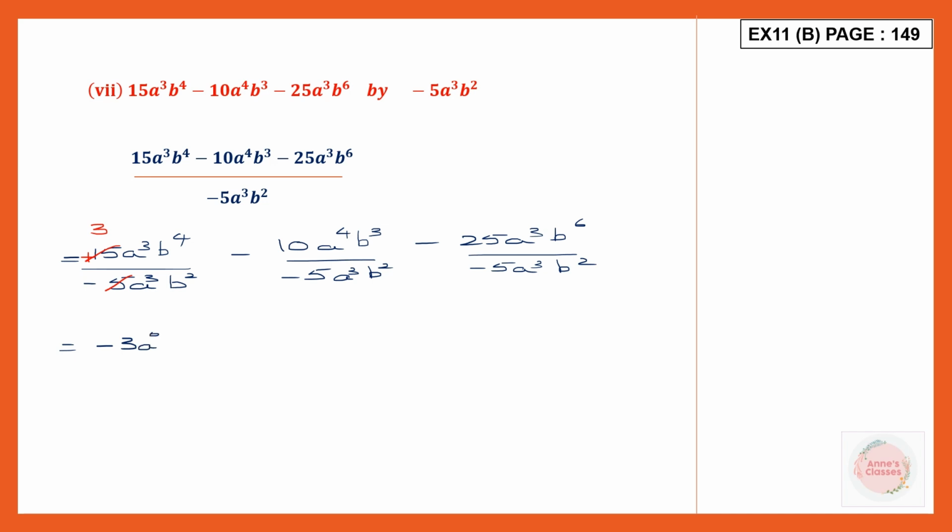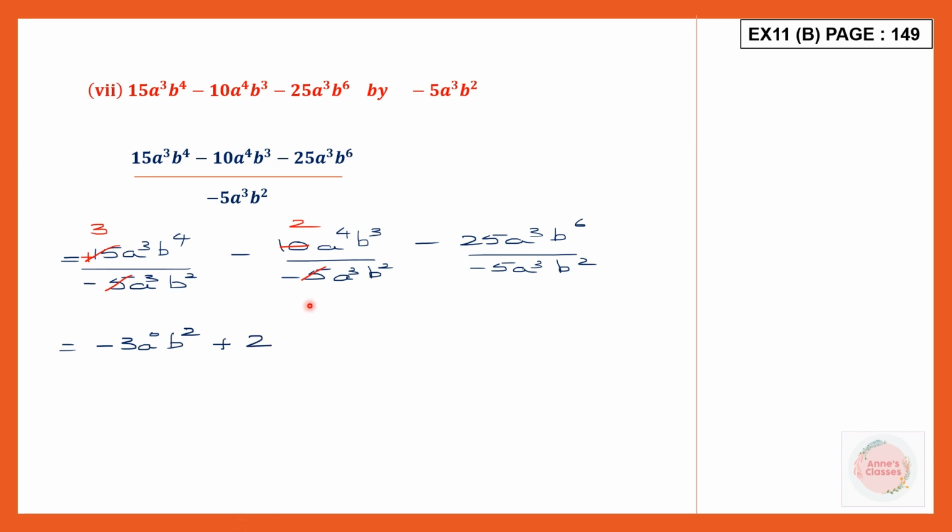A raised to the power of 0. Then b, here we have b to the power of 4 minus 2. B to the power of 4 minus 2 is b to the power of 2. Next, let's go on to this. So here we have a minus sign. Here also we have a minus sign. So two minus signs will make it positive. Now divide 5 and 10. 5 2s are 10. So the number is 2.